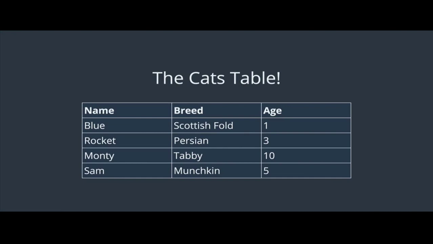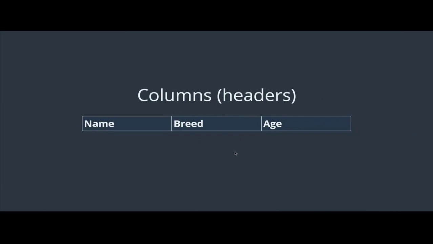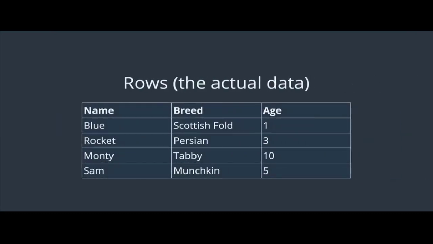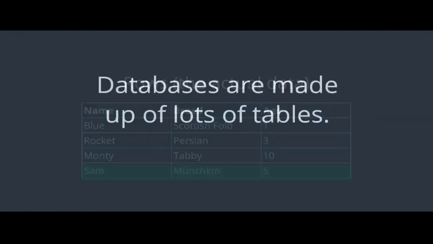Okay. So some terminology: when we are talking about tables and you hear the term columns, it's referring to the headers on that table. So what are the different components of data, the different pieces that have to be there? In our case, we have name, breed, and age. Those are the columns, and then the rows are the actual data in that table. So here, Blue is one row, Rocket is another row, Monty is another row, Sam is another row. I really wish those lined up correctly, but I'm just drawing this myself. Not trying to get it to work, please forgive me.